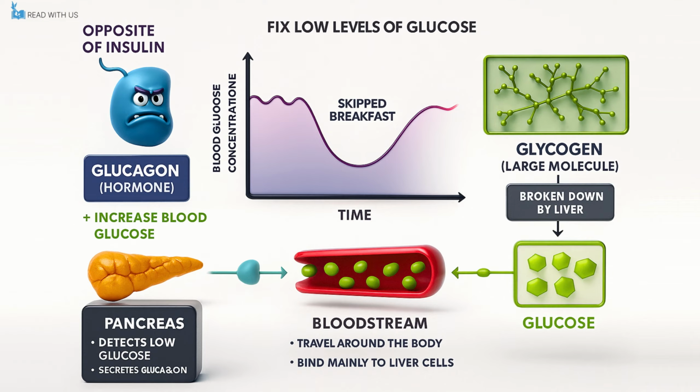If, for example, you skipped breakfast and have been active all morning, your blood glucose levels might drop too low. In that case, the pancreas will detect the dip and release glucagon into the blood. As this glucagon travels through the body, it binds mainly to liver cells. These liver cells then respond by breaking down the stored glycogen back into glucose. This glucose is then released into the blood, which increases the glucose concentration and brings it back to normal. This means our cells can continue to get the glucose they need for respiration.